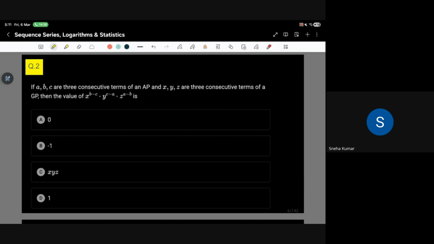So here also you have options to take. A, B, C are in AP. So A, B, C you can assume 1, 2, 3. X, Y, Z are in GP. So X, Y, Z you can assume 1, 2, 4. And there is no restriction that A cannot be equal to X. Okay. So just substitute the values. So X to the power B minus C. Common difference is 1. Y is 2. Common difference is 1. And Z is 4. Okay, now here C minus A is there. So 3 minus 1, 2 is there.